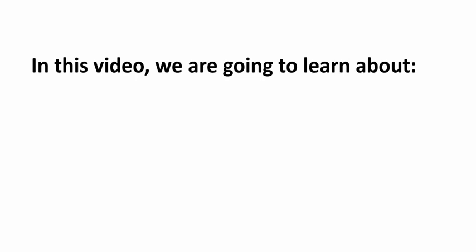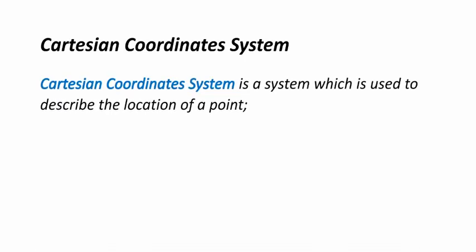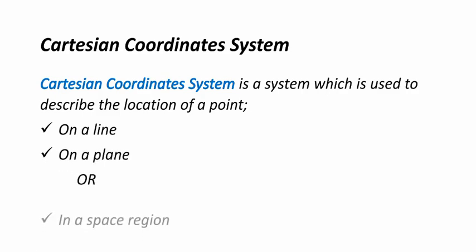In this video we are going to learn about Cartesian Coordinate System in detail. Cartesian Coordinate System. Cartesian Coordinate System is a system which is used to describe the location of a point on a line, on a plane, or in a space region.